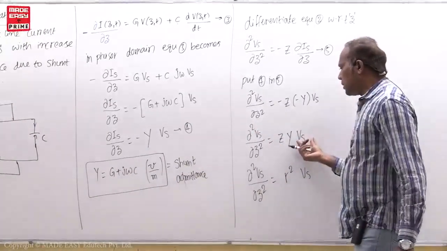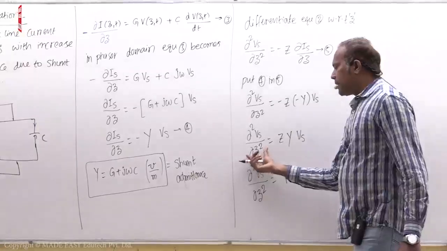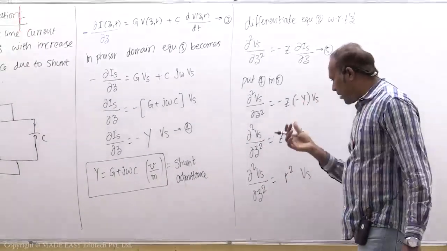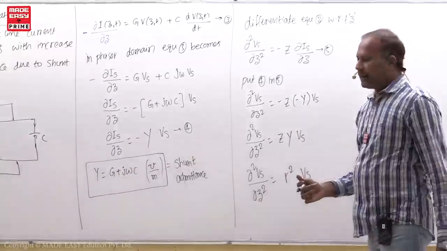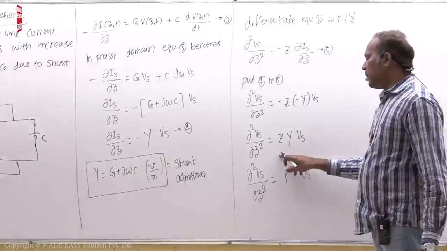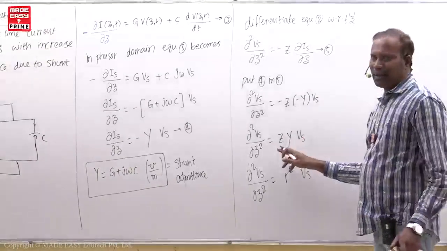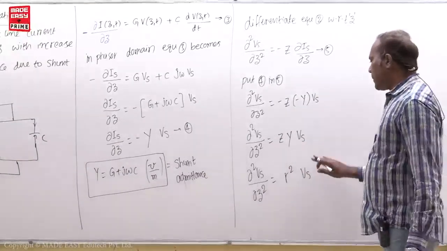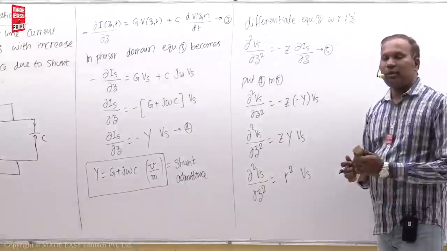This is also volt. Then dz is meter. Dz square means the denominator, meter square, is there. So 1 by meter square, which is actually gamma square. You can see here also z is ohm per meter, and y is mho per meter. Ohm and mho cancel. Per meter into per meter is 1 by meter square. So that is gamma square. It is represented. Now almost you got it, dear students.